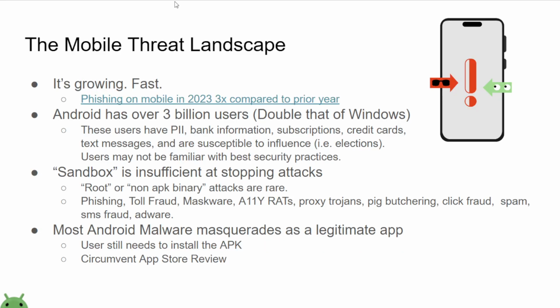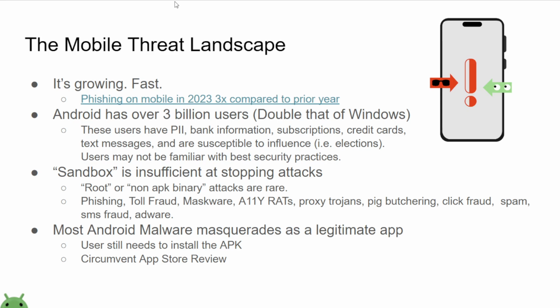When you first start your Android reverse engineering career, you must first understand the mobile threat landscape. What is that? Well, it's basically any malware affecting mobile. The first thing you need to know is that it's growing. It's growing significantly faster than things like Windows. Last year it grew by like 30%, and phishing alone was apparently three times that of 2022.